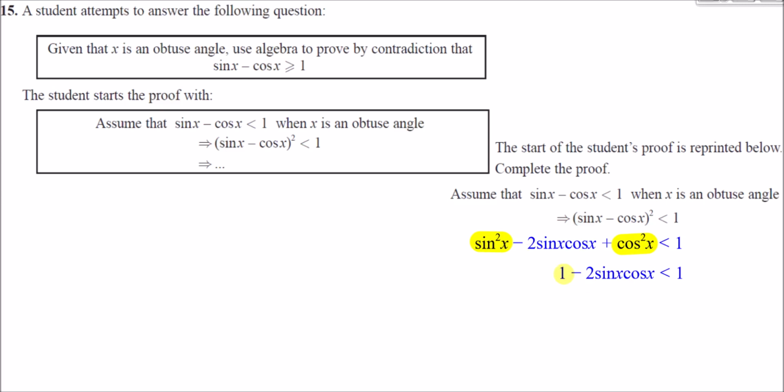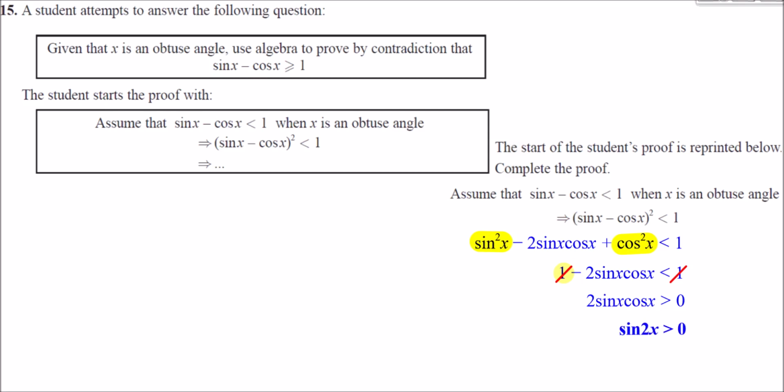I can subtract 1 from both sides, essentially cancelling the 1. So then I have that minus 2 sine x cosine x needs to be less than 0. Flipping it round, so the 2 sine x cosine x is positive, that's the same as saying I need 2 sine x cosine x to be greater than 0. At this point you might be tempted to divide by 2, but actually 2 sine x cosine x, I can use a double angle formula and spot that's the same as sine of 2x. So I'm wanting sine of 2x to be greater than 0.